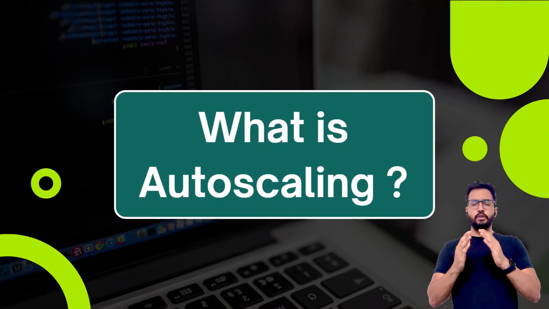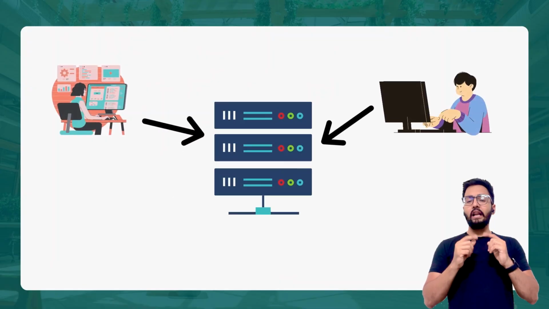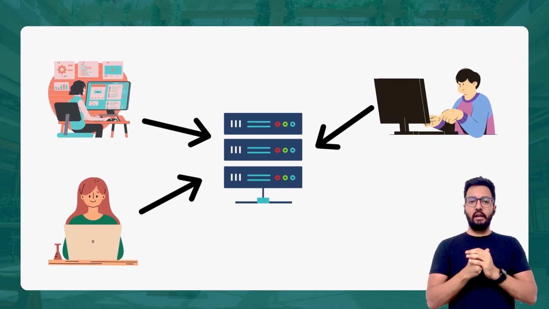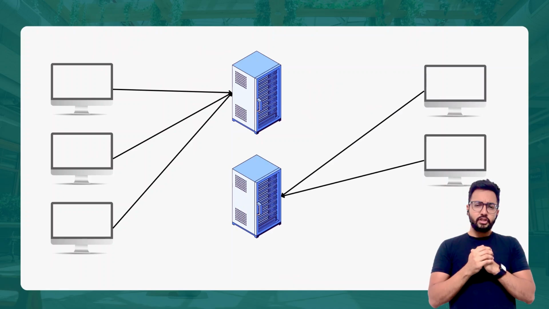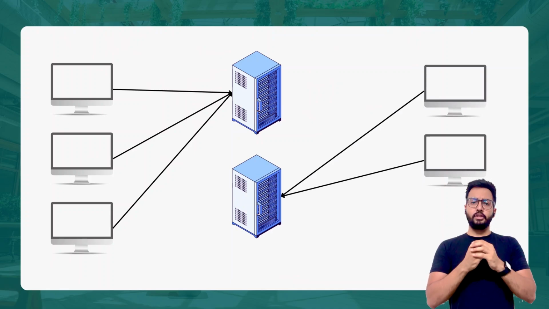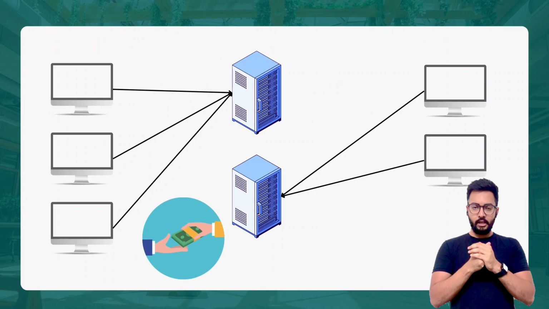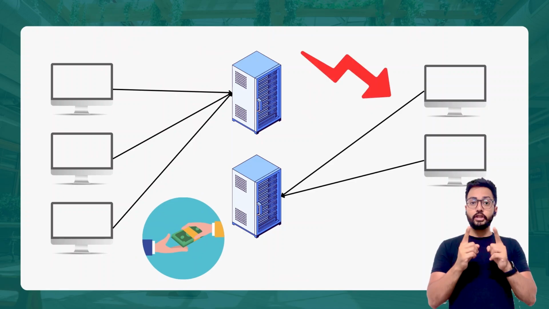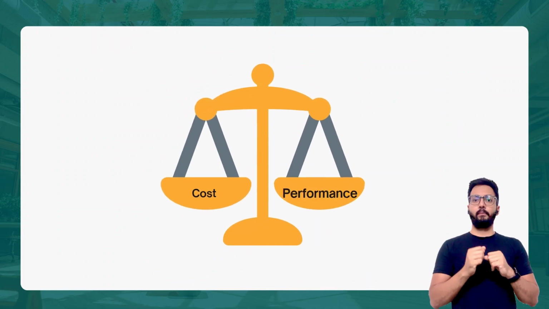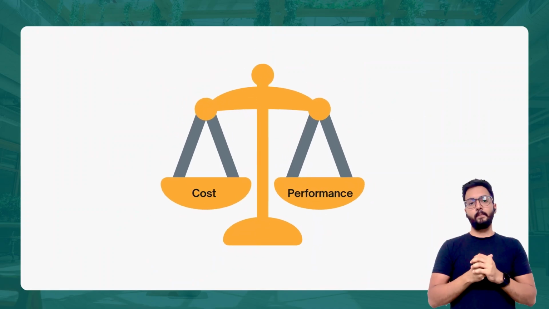First of all, what is autoscaling? Autoscaling allows a system to automatically increase or decrease its computing resources based on real-time demand. Instead of over-provisioning resources and paying for unused capacity, or risking downtime by under-provisioning, autoscaling helps strike the perfect balance between cost and performance.